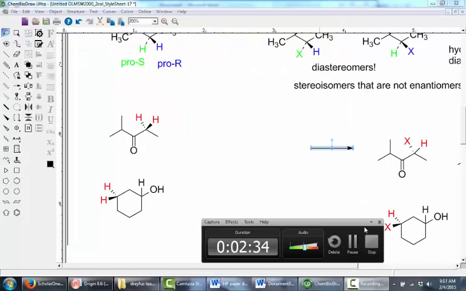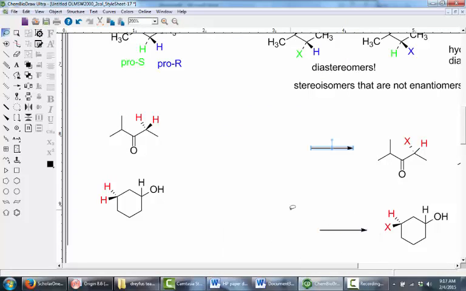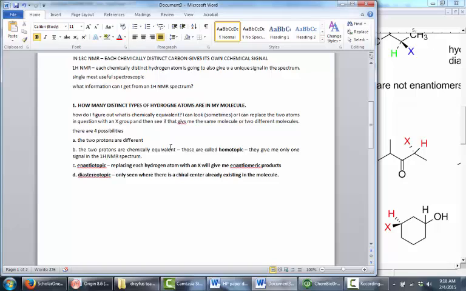So what I'm going to do now, just to help understand these concepts a little bit better, is go through some examples of molecules and identify whether the protons in question are chemically equivalent homotopic, completely different, chemically non-equivalent, or enantiotopic, or diastereotopic. So which of my four cases shown here are they: different, homotopic, enantiotopic, or diastereotopic?